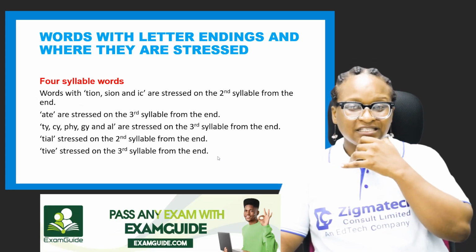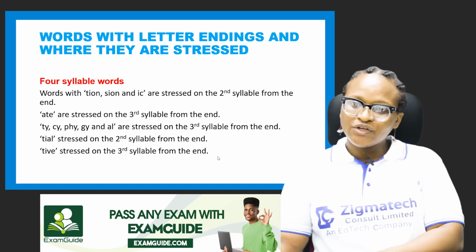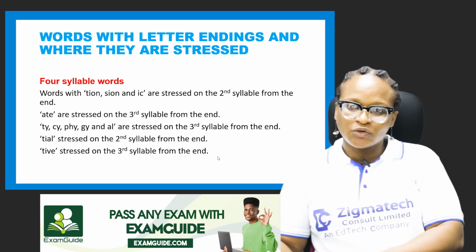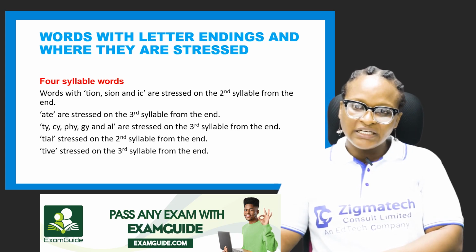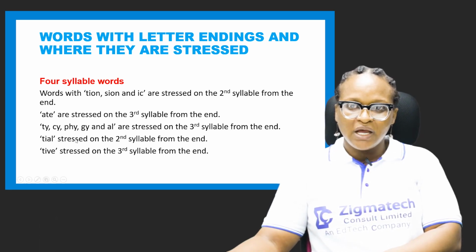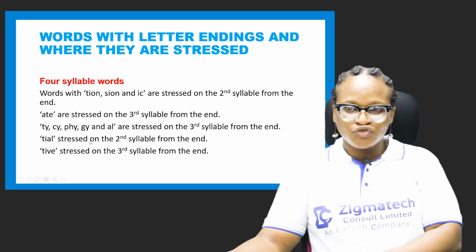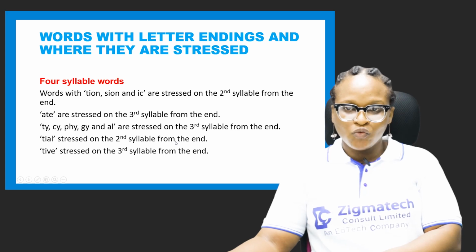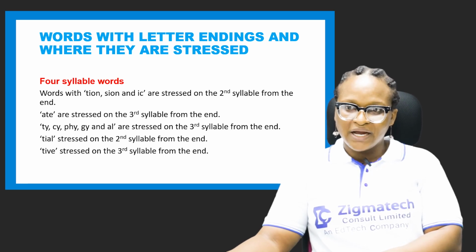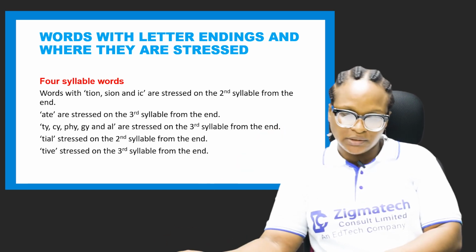Basically, that will be the first syllable, right? So when you have 4, it's also stressed at the third syllable. When they are 3-syllable words, then it's stressed at the first syllable. TIAL is stressed on the second syllable from behind. Words like consequential, partial, that's partial, all right, second syllable, partial.